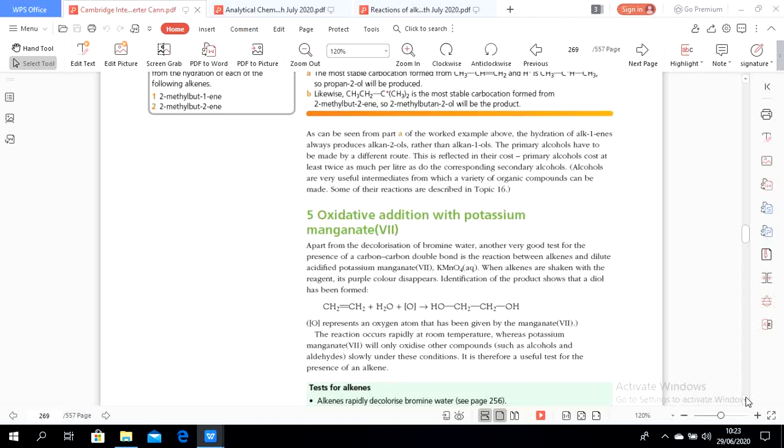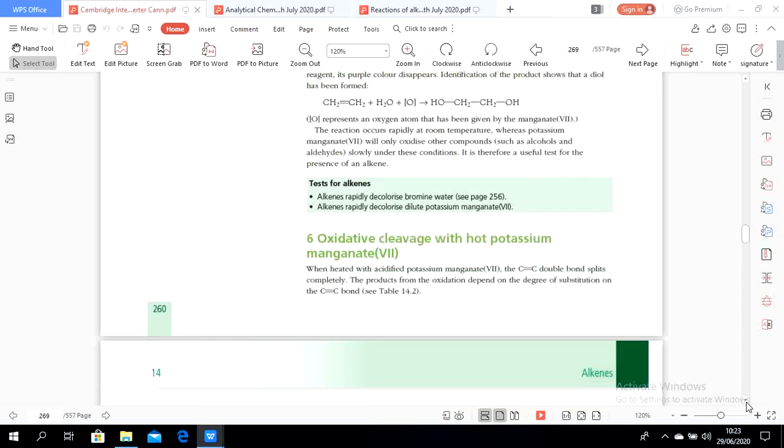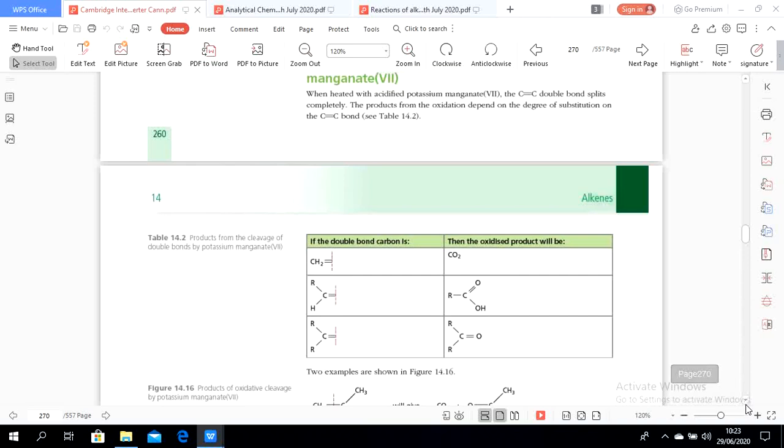Okay, and then the fifth is the oxidative addition with potassium manganate. In here, acidified potassium manganate, there are two, which is cold and hot. When only potassium manganate is written, it means the potassium manganate is in cold condition. The oxidative reaction product will become dialcohol. So alkene will become dialcohol. But with hot acidified potassium manganate will produce 3 products depending on the condition.